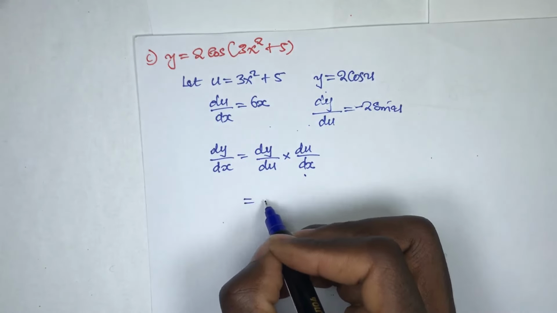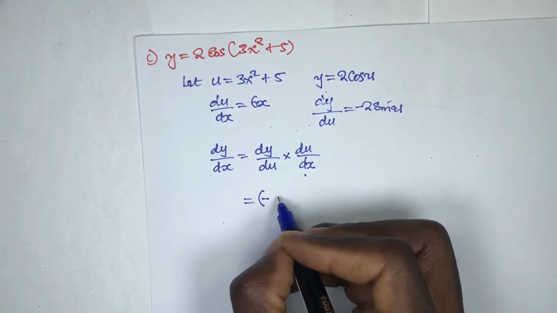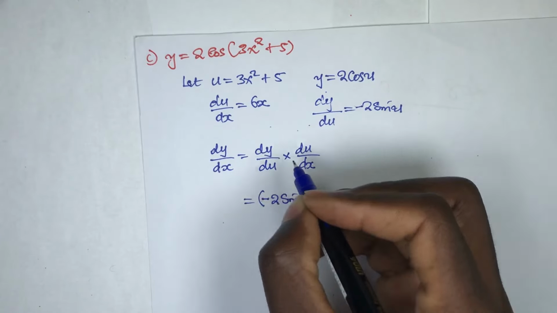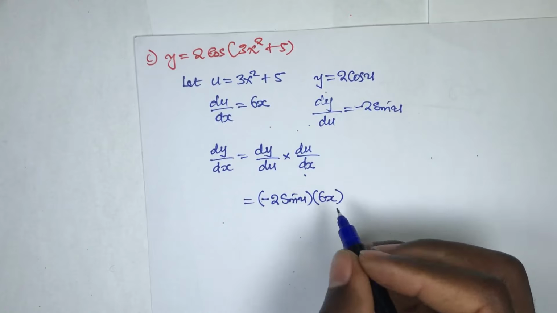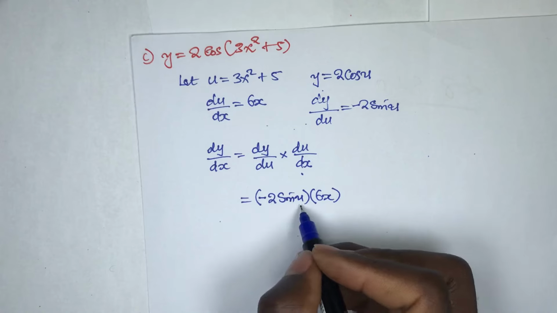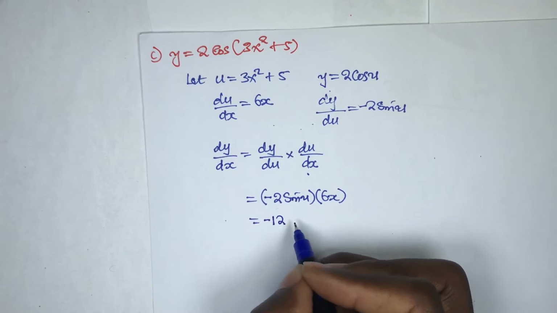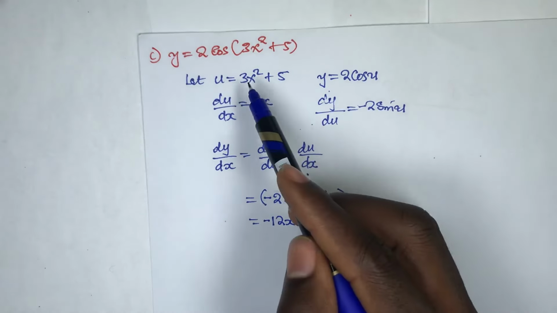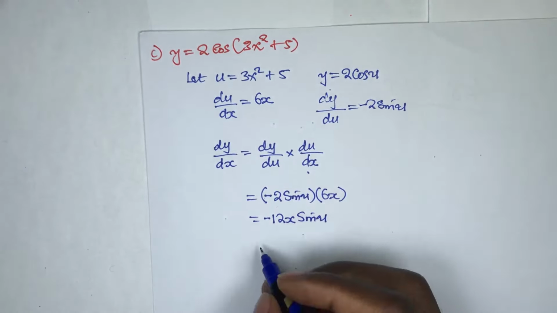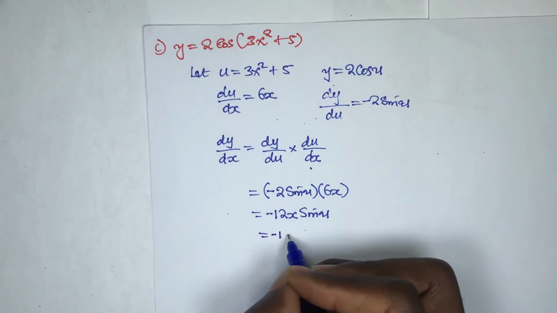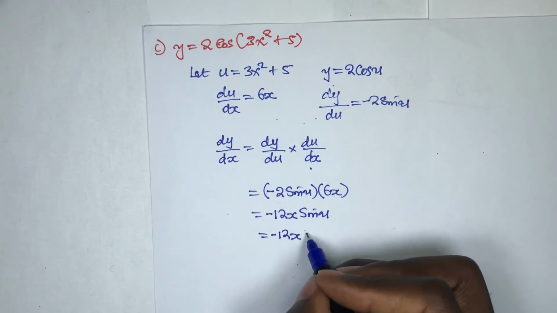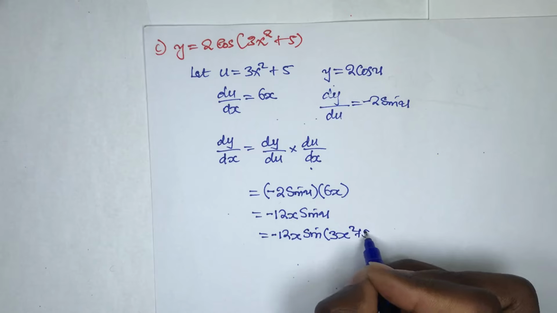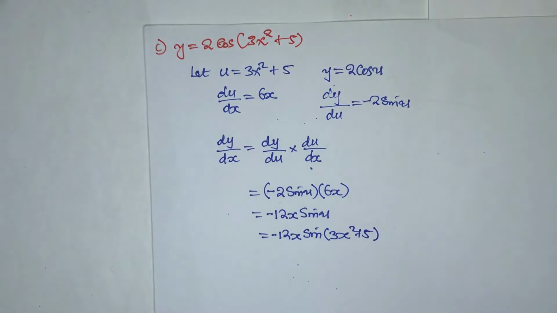So then, we have, open brackets, negative 2 sine u multiplied by 6x like this. So then, we can multiply this 6x by this coefficient of the sine function. So we're going to have negative 12x sine u. So now, since our u is equal to 3x squared plus 5, we make a substitution. So then our final answer will be negative 12x open brackets sine 3x squared plus 5. So this is our solution.